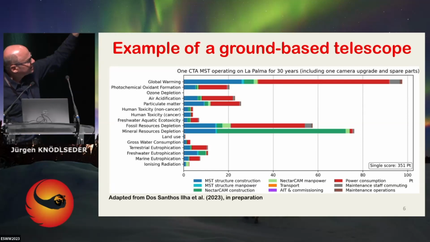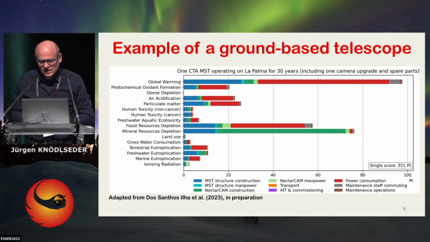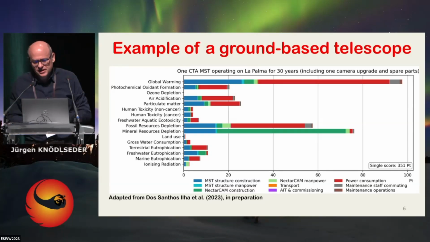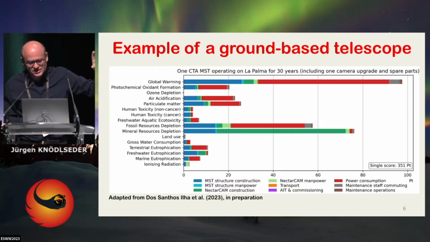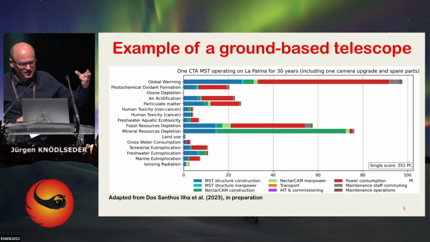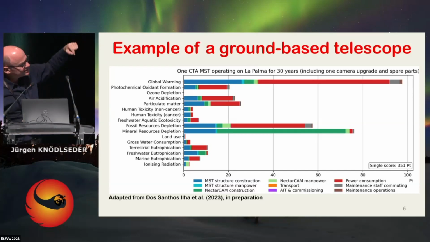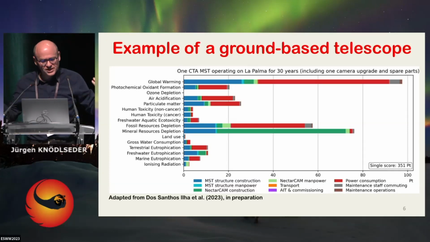So this is an example of a ground-based telescope. Specifically, that's a telescope that will be erected in La Palma on the Canary Islands, will operate there for 30 years, and will observe the sky to do gamma ray astronomy. And what you see here now, every bar is a specific environmental impact. So the first one is global warming. These are greenhouse gases. Then you have photochemical oxidants.